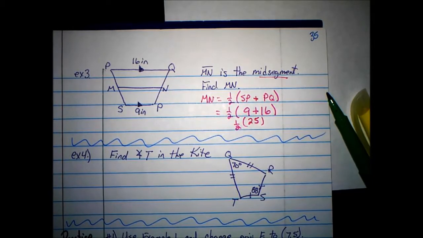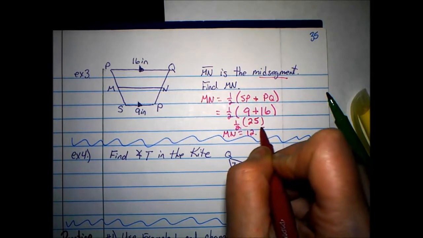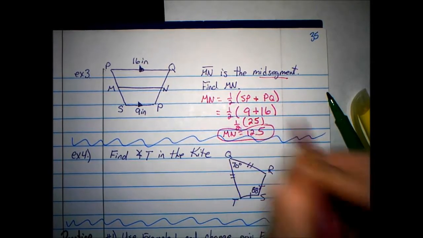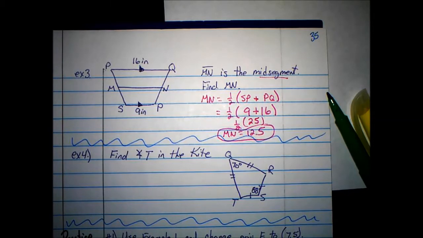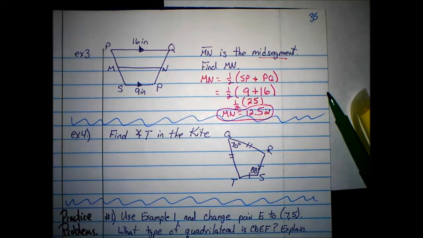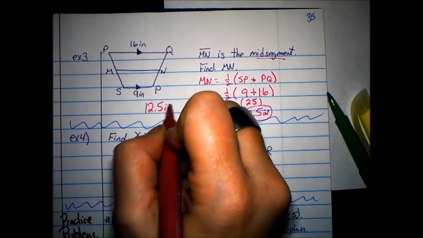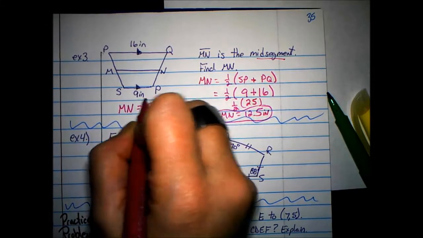Oh, well, it's close, not 12, but 12.5 is the length of MN. Oh, I forgot my units. Don't forget your units. That'd be 12.5 inches. Mark that bigger over here to the side.